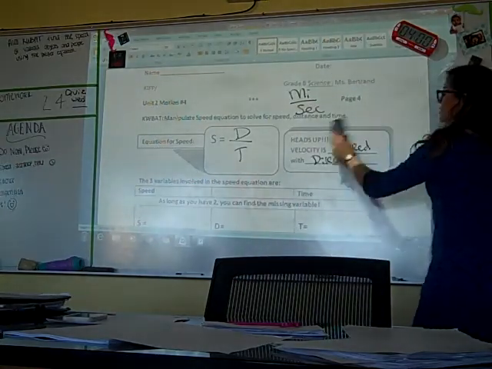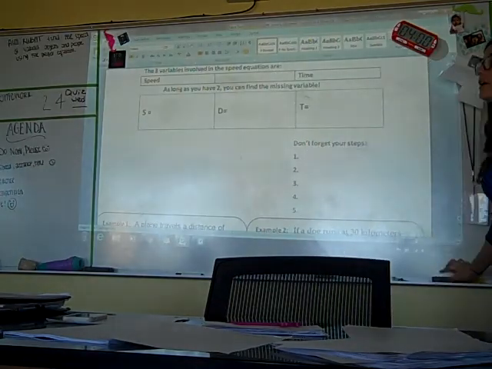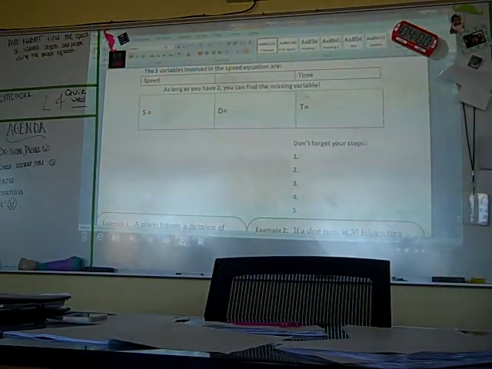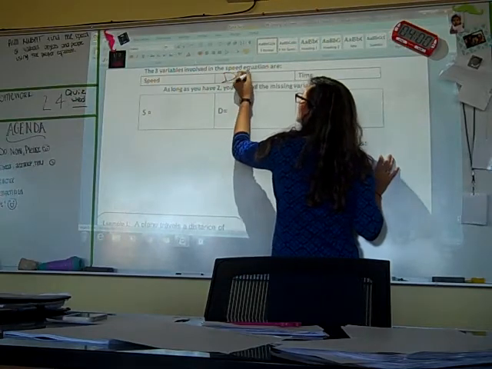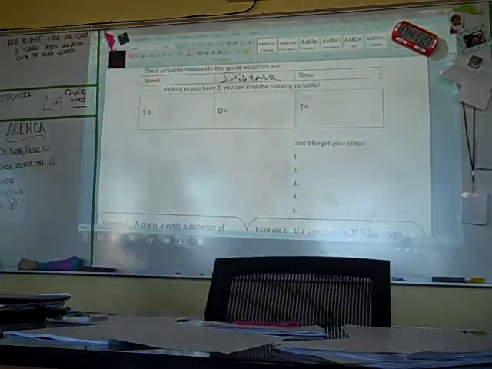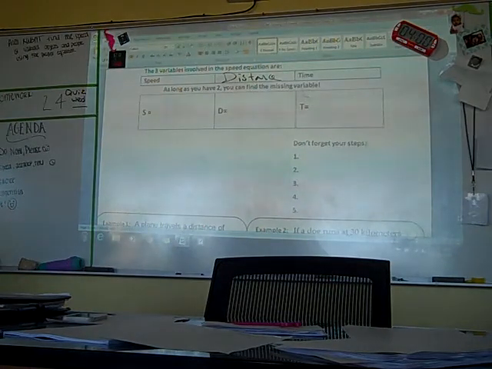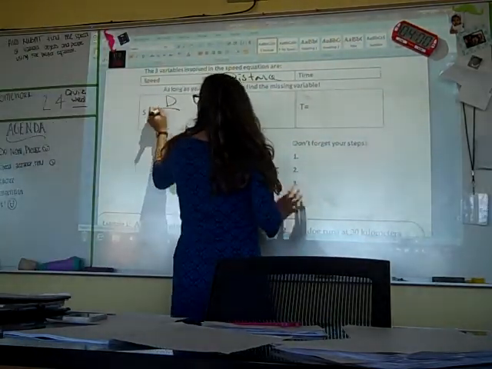Okay. And you guys are doing an awesome job so far. Okay. So there are 3 variables, and variables mean something that changes. In this, speed equals distance over time. So it's speed, distance, and time. Now, we already know how to solve for speed. What's the equation for speed? Go ahead, Luchela. S equals D over T.